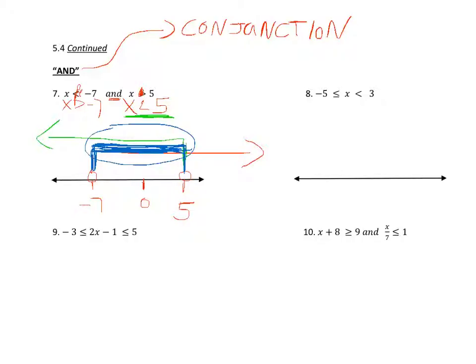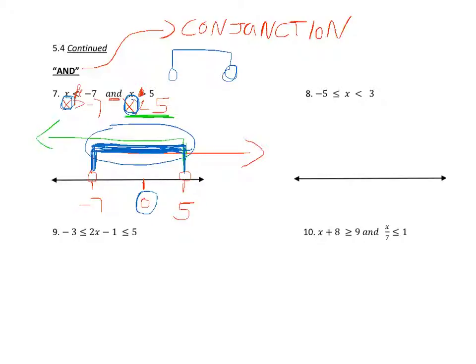Because if you pick a number, let's say I pick 0. If I plug 0 into this, well, 0 is greater than negative 7, that's true. And if I put 0 in here, 0 is less than 5, that's true. So it has to be true for both inequalities. So conjunction, it's going to look like this. This is where they both meet. All right, let's do number 8. Now number 8, it's not written the same way.